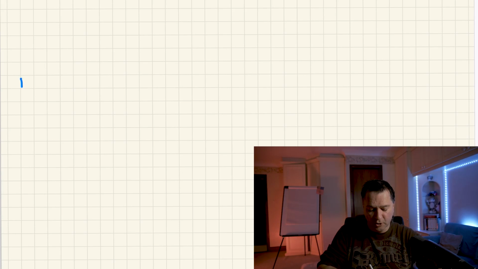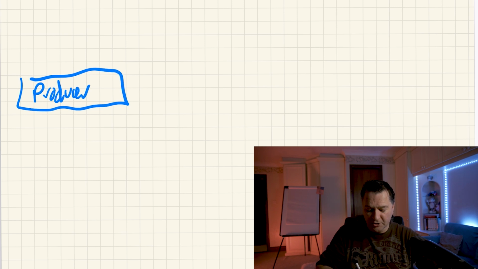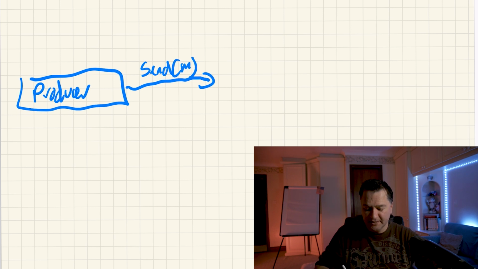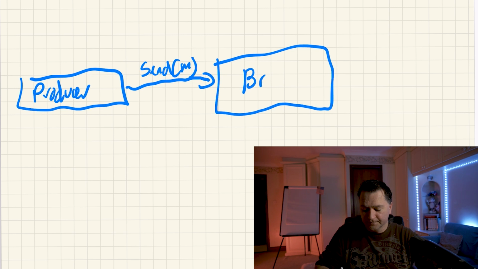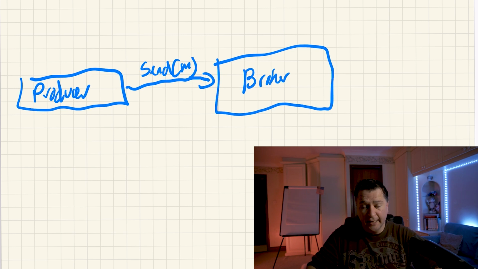So we can sort of draw that on the iPad again. So I can just write producer. And what it's going to do is it's going to send a message. So we'll just write send, and we'll have M that represents message. And then it's going to talk to a broker. And then in Kafka terms, a broker is, just think about it as a server.